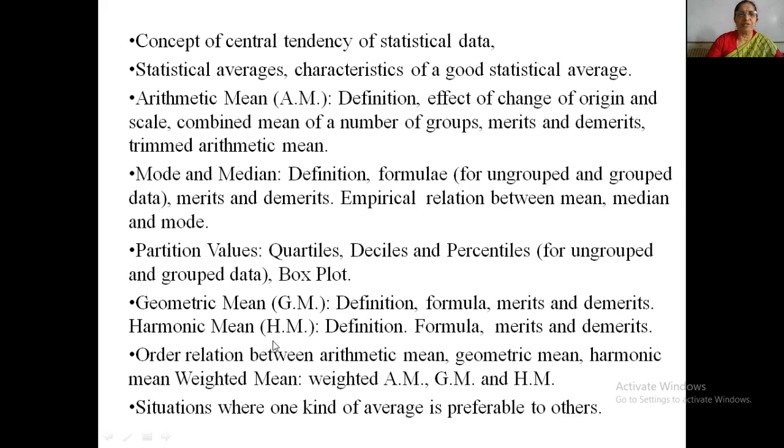Further, the two positional types of averages, that is mode and median, with their definitions, how to find out mode and median for grouped and ungrouped frequency distribution, then discuss the merits and demerits of mode and median, and some empirical relationship between mean, median and mode is given in this lecture. Further, we will discuss some partition values known as quartiles, deciles and percentiles, and how to draw a box plot. Further, the definition of and formula for geometric mean and harmonic mean is given in this lecture, and accordingly you need to compute all these means for a given data set.